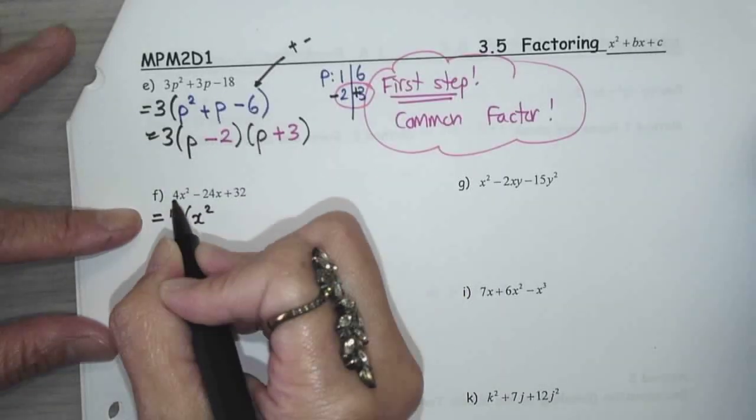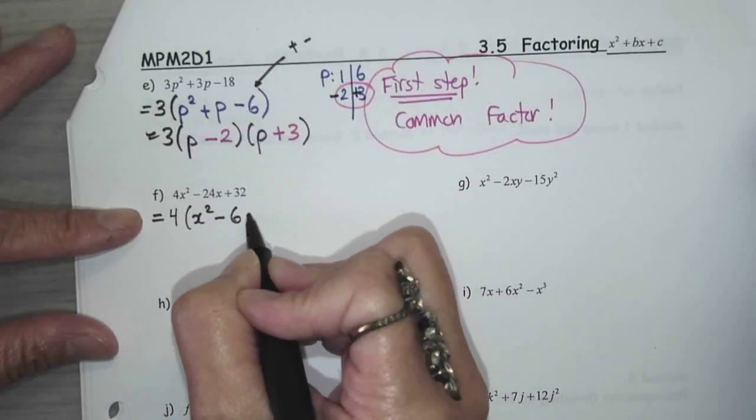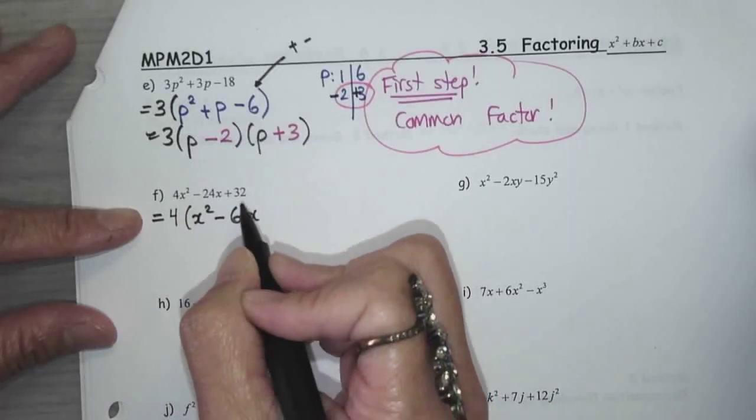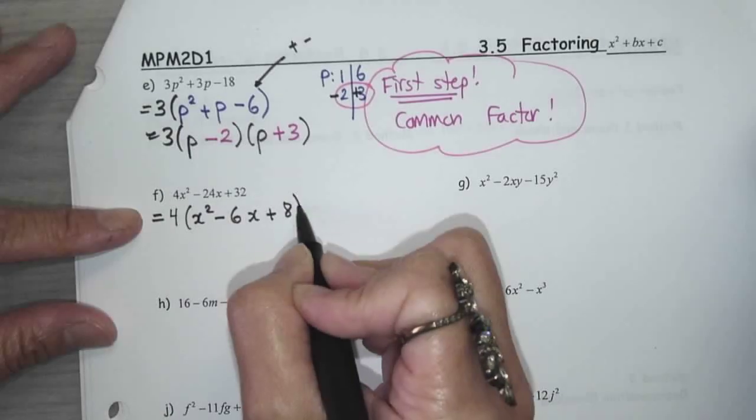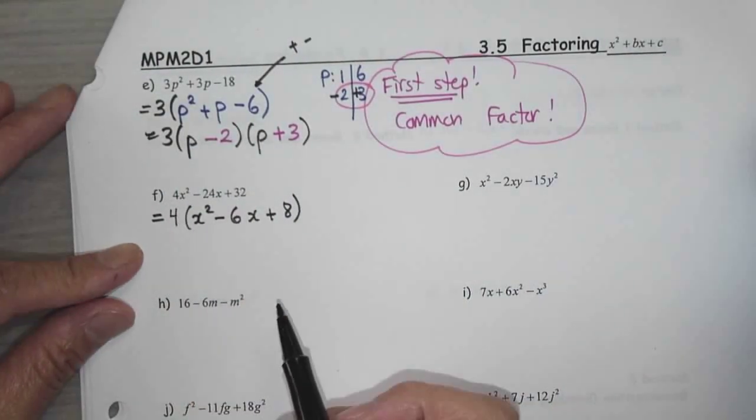So x squared, taking 4 out of all of them. There's nothing else I can take. This will be -6x, and 4 comes out of there. That'll be +8. 4 divides into 24, and 4 goes into 32.